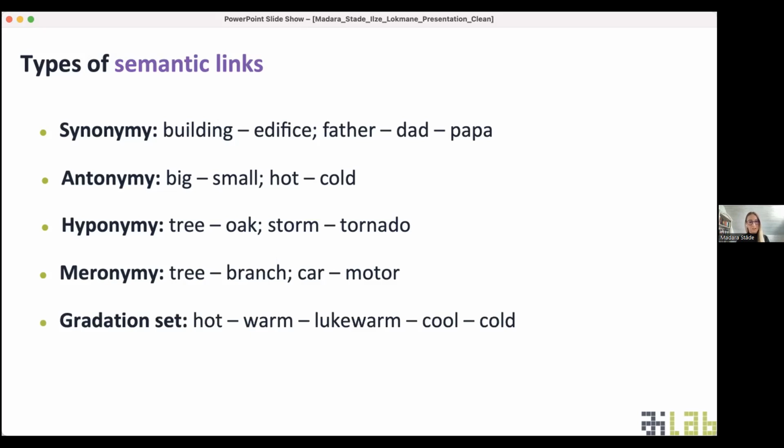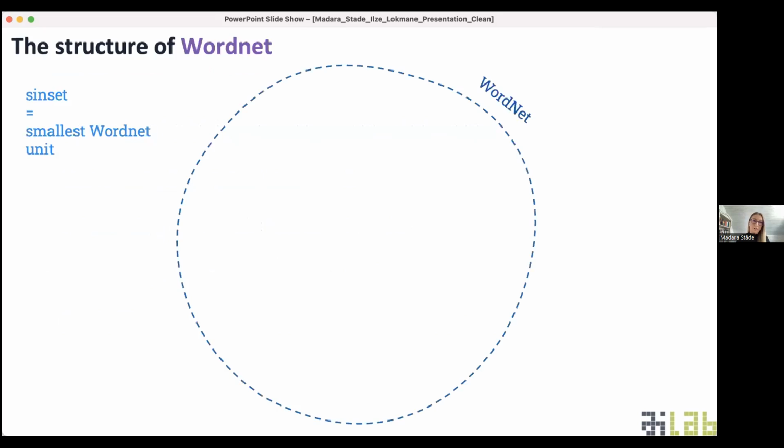And there is a special type of semantic links that we use to create something we call gradation sets, which is basically a cluster of words that show different degrees of a certain phenomenon. Here, we can see a gradation set that's related to temperature, going from hot all the way to cold. And this is also pretty useful for language learning, but not only that. And since I've told you about semantic links and a bit about synsets, I will just show you a rough outline of how they work together in WordNet.